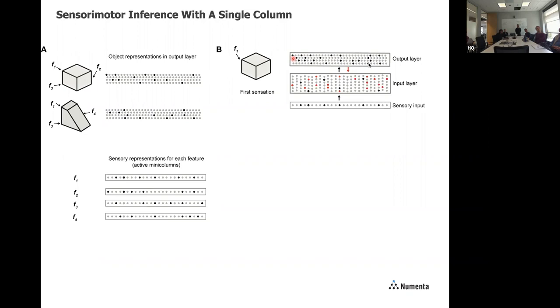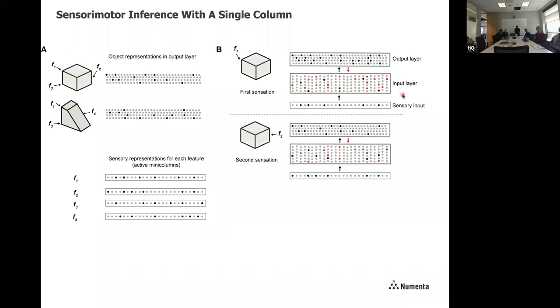And then with this SDR, through this feedback connection, you can now predict all possible sensory inputs that are consistent with both SDRs here. So now, in here, you're going to predict all of these features at specific locations. So that's what would happen after the first touch.